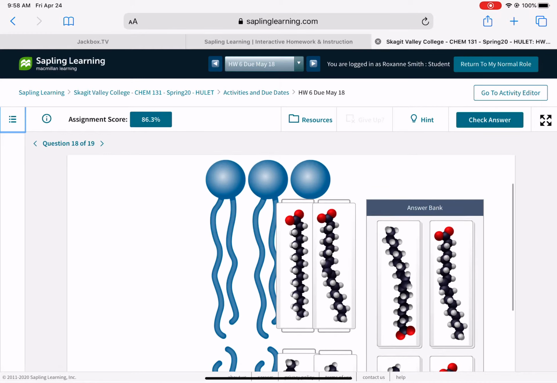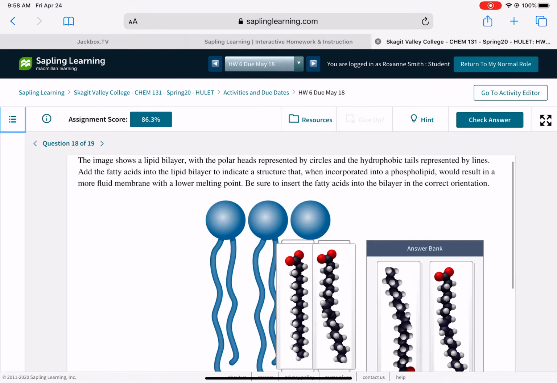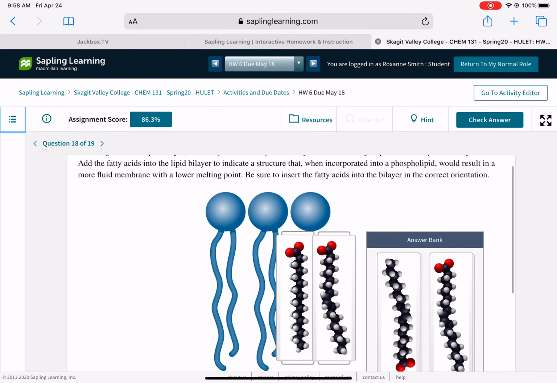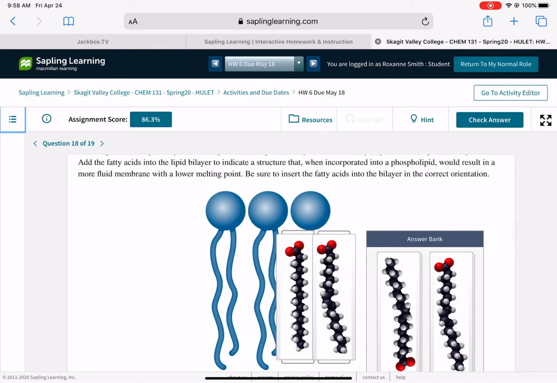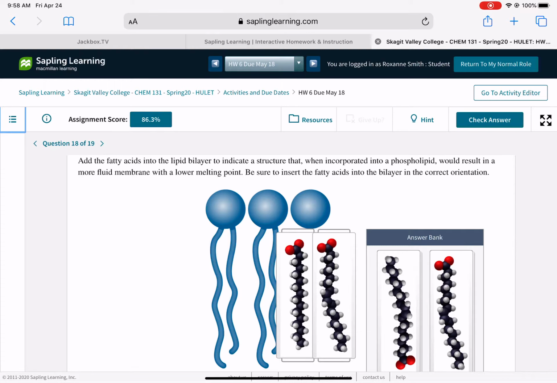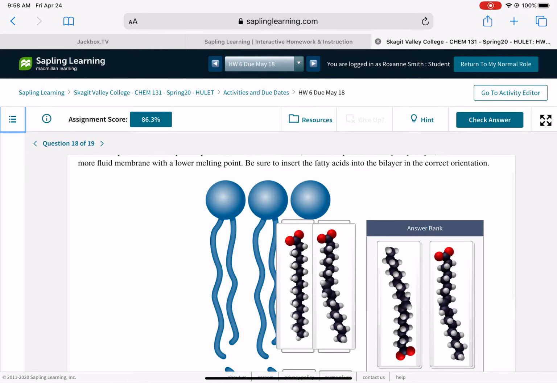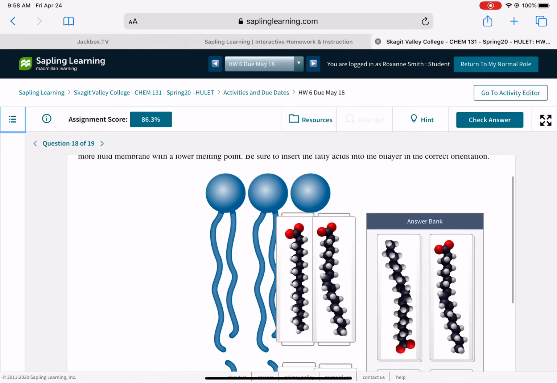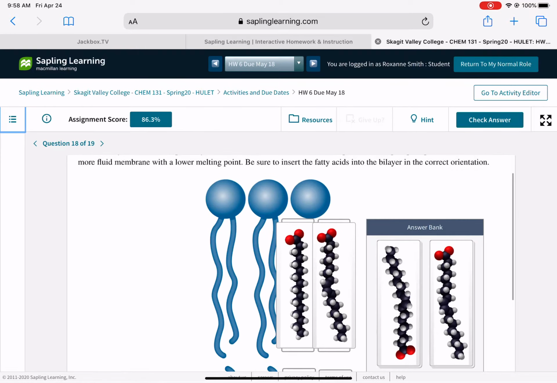The other part of the problem is saying that we want to select, I'm reading the instructions here, add the fatty acids into the lipid bilayer to indicate a structure that, when incorporated into a phospholipid, would result in a more fluid membrane with a lower melting point. So this is asking you to think about what you know about the shape of a fatty acid carbon chain, and the relationship between its shape and melting point.